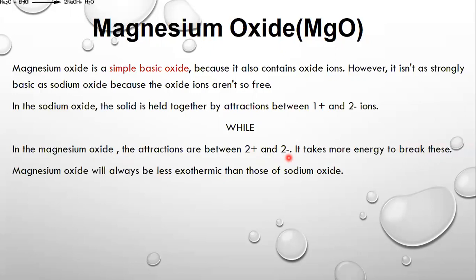Now it takes a lot of energy to break these oxides. So magnesium oxide is less exothermic than sodium oxide. This is the justification that magnesium oxide is less basic than sodium oxide.